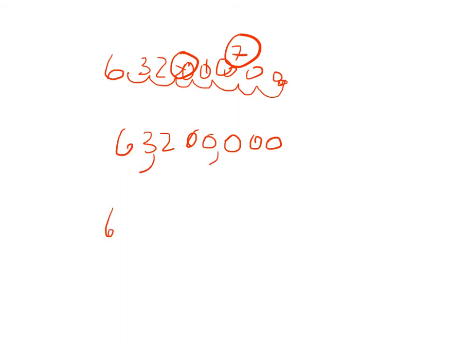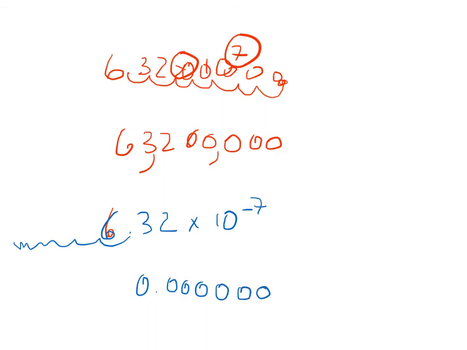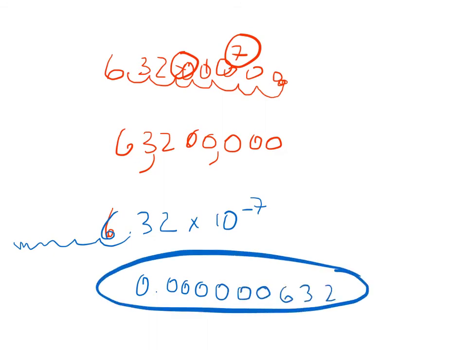Whereas if we did, well, maybe I'll do a different color, 6.32 times 10 to the negative 7th. We move it the other way. 1, 2, 3, 4, 5, 6, 7. So I'd have 0 point, 1, 2, 3, 4, 5 zeros, and then 632. So we've got the same digits. I get a 6 and a 3 and a 2 and a 6 and a 3 and a 2.